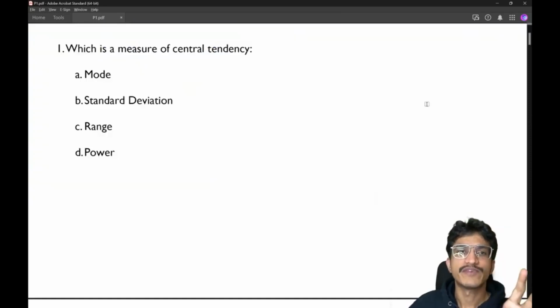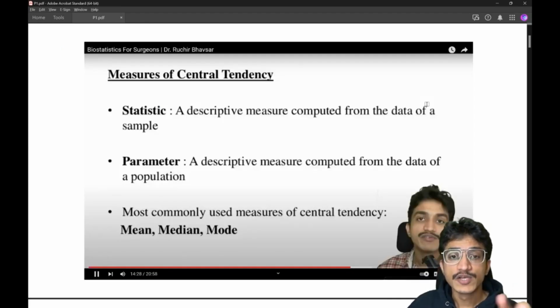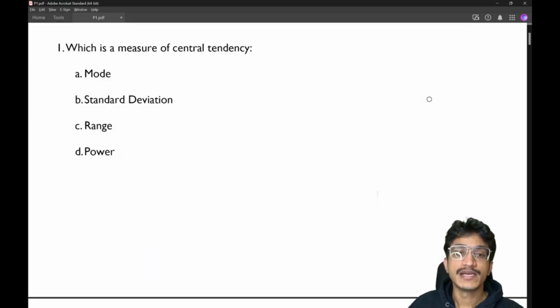Coming to the first thing, so very basic. They have asked a lot of questions from biostatistics. The first question is the measure of central tendency. I've covered this biostatistics in my YouTube video, so if you must have watched this, then you easily would have been able to answer it. The measures of central tendencies are mean, median and mode. So in this, the answer would become mode, right?